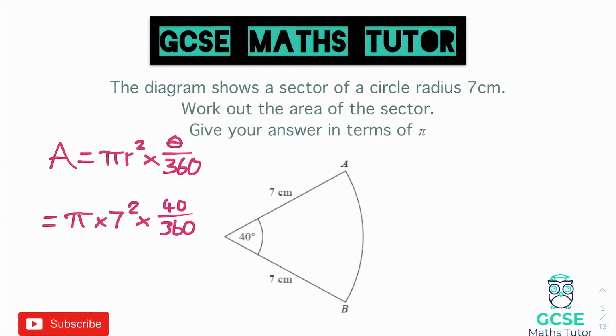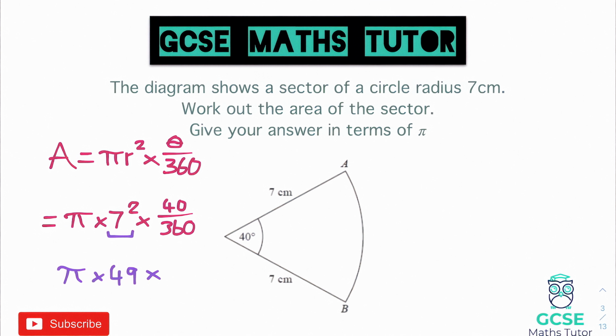Now we obviously want to simplify this a little bit so we can get a simpler answer that we can give in terms of pi. The first thing that I'd probably simplify is the 7 squared. So that's going to be pi times 49, which you can write as 49 pi. And then we're going to multiply that by this fraction. I want to simplify that as well.